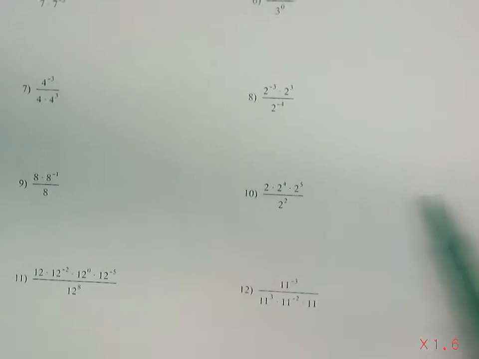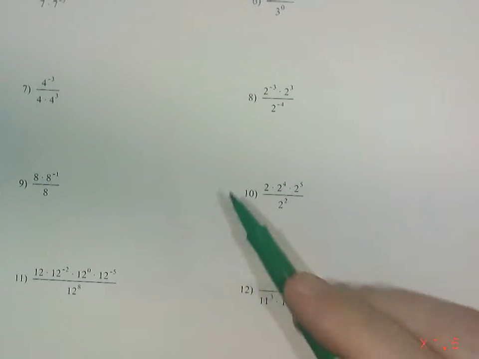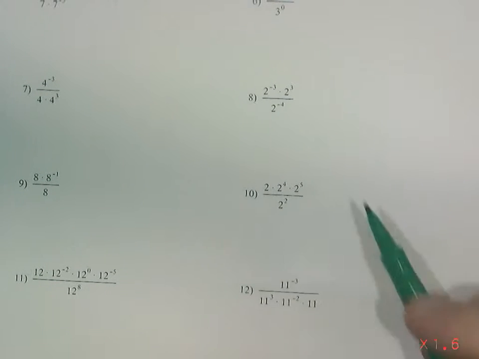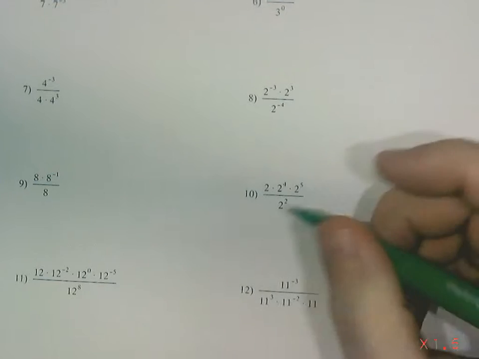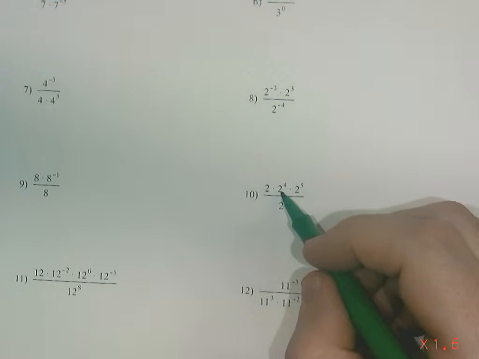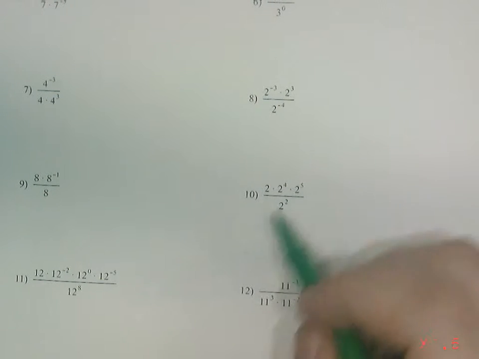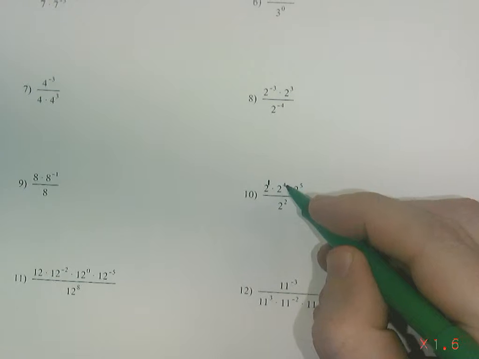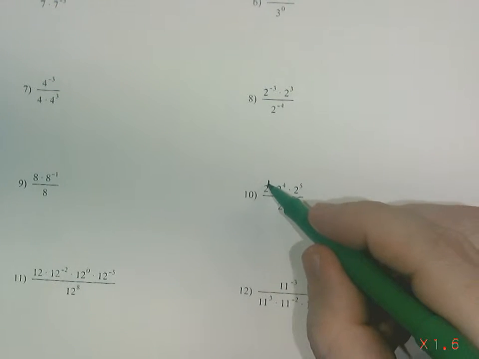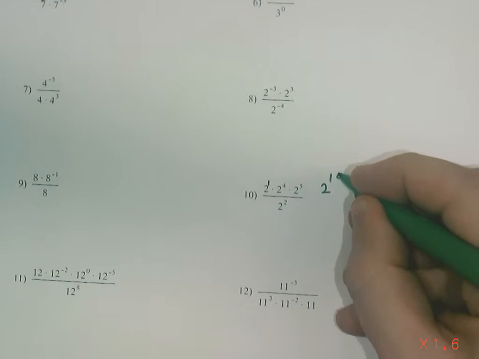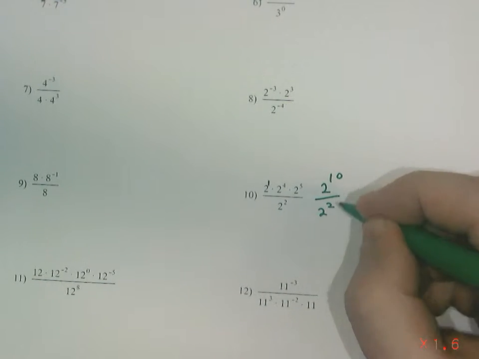Let's look at some of these more complicated ones. So let's look at this. Whenever we've got numbers multiplying and dividing, we're going to simplify the multiplying first, then divide. Okay, so we're going to simplify the top first. So 2 times 2 to the 4th times 2 to the 5th. So that'd be like 1 plus 4 plus 5. So 1 plus 4 is 5, plus 5 is 10. So I have 2 to the 10 over 2 to the 2nd.